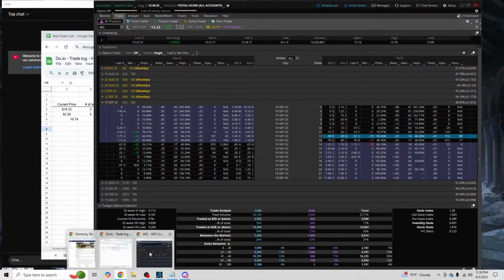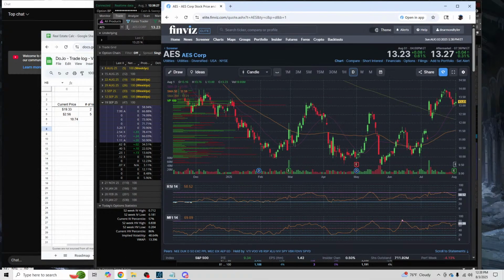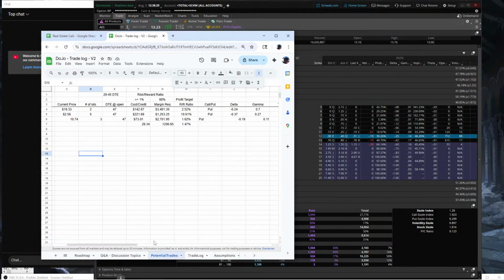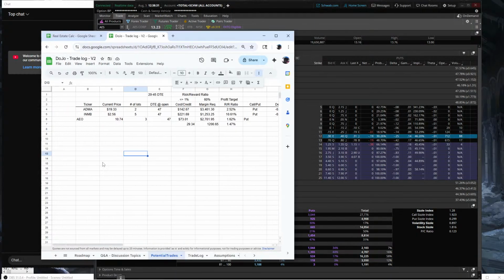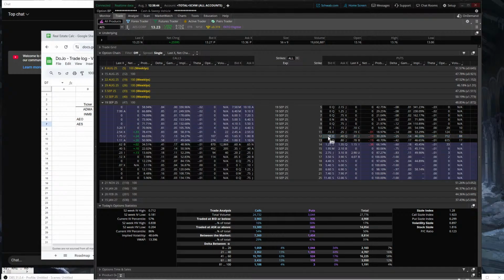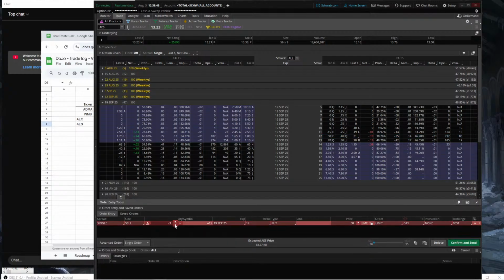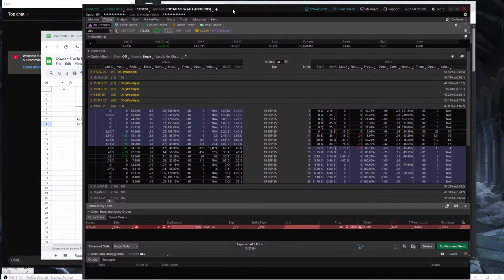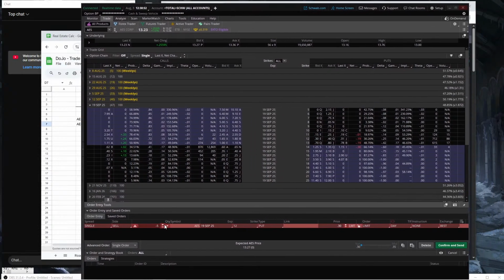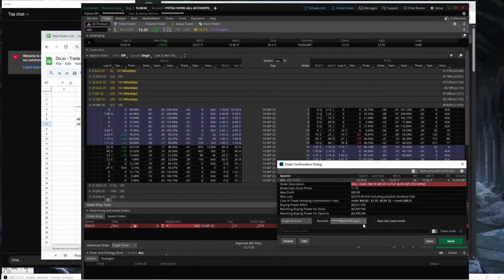So that's AES. Let's grab information just because it's worth it. Current price is 13.23. We can trade. How many lots will we do here? Three.